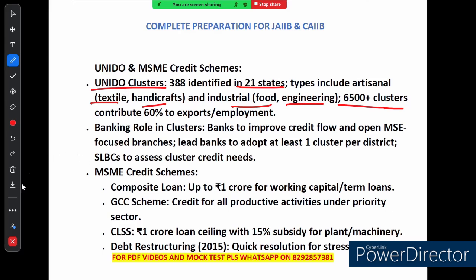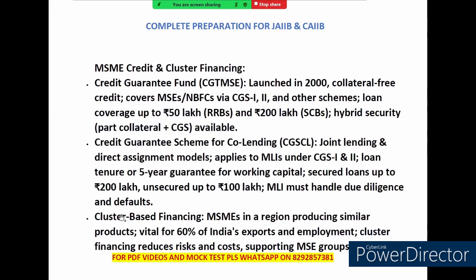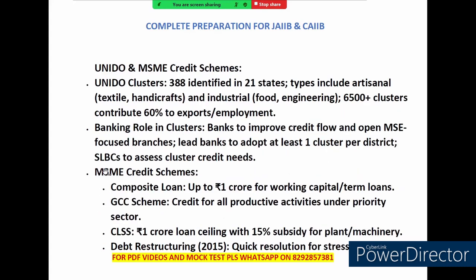Now if we talk about the bank and cluster, you can see banks are the key player here. They are encouraged to focus on clusters by opening MSE specific branches and supporting clusters in each district. The goal is to boost credit flow to this group. So MSMEs not only get government backed loans but also benefit from cluster financing, which has strengthened the entire region. So you can see the UNIDO based cluster financing, and also we have seen what this cluster financing is, right? So these two examples clearly explain this.